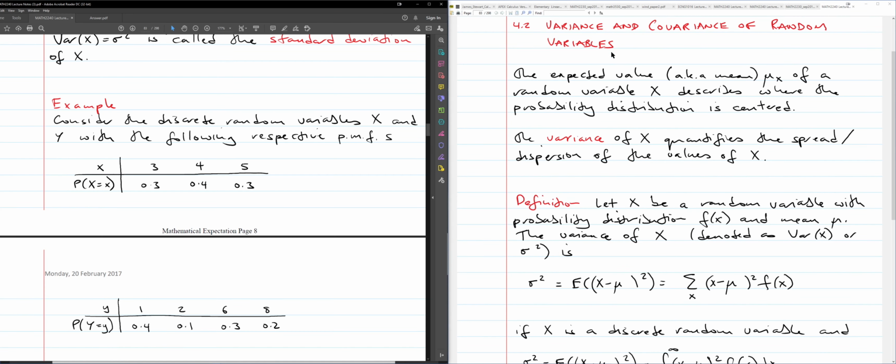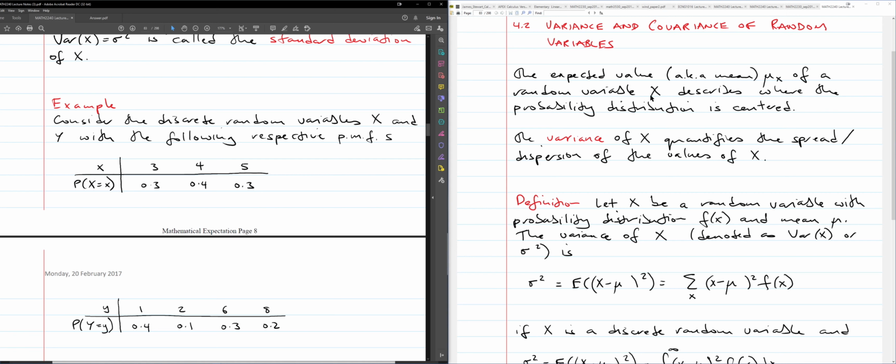Okay, so let's talk about variance now. We saw what the expected value of a random variable is. For a random variable X, the expected value is, say you repeat your experiment a large number of times.